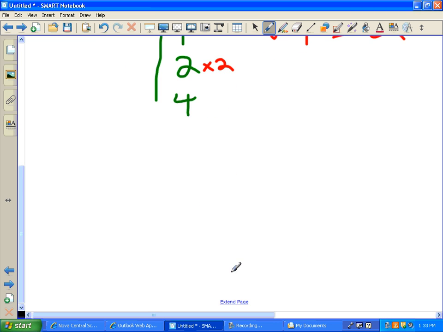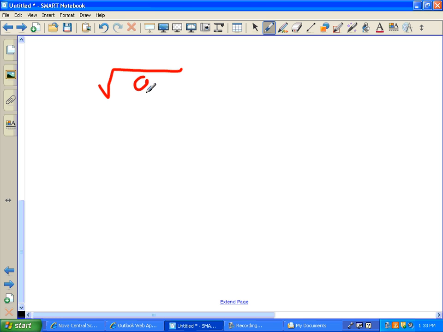Moving on to one that's a little bit harder. What if I said root 9? Well, if I wanted to find out what root of 9 is, I want to know two of the same numbers that multiply together to give me 9. And they got to be the same number.